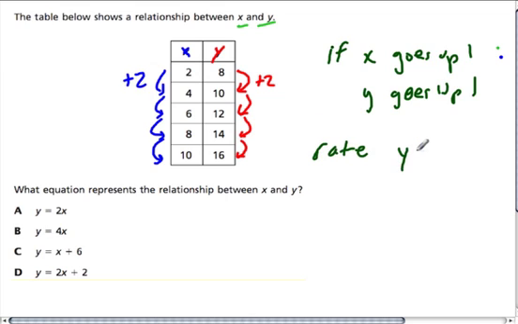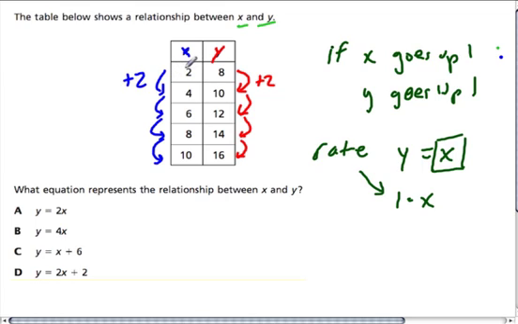So y is basically equal to x. In other words, every x that goes up by 1, y also goes up by the same amount. So our rate is just going to be 1 times x. If y was going up twice as fast as x, our rate would be 2 times x. But that's my rate, 1 times x. And I also want to find my starting point.